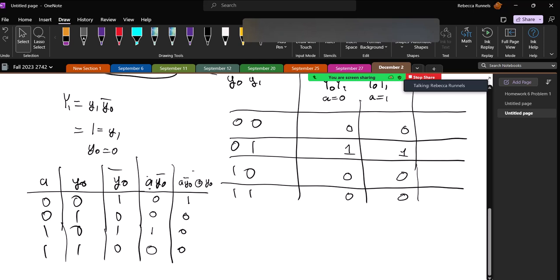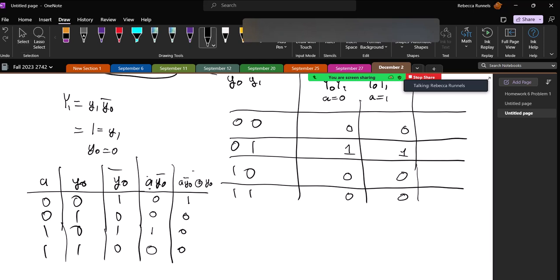Now, this doesn't depend on Y1. It only depends on Y0 and A. So when A is 0 and Y0 is 0, I get a 1, and that's here and here. And everywhere else, I get a 0. So the rest of these will be 0.